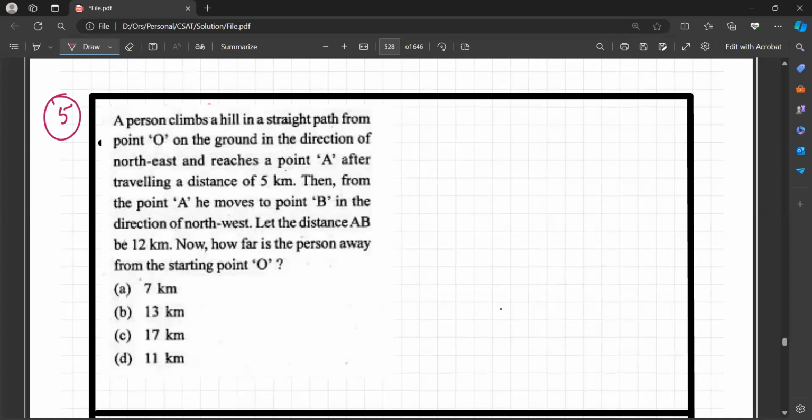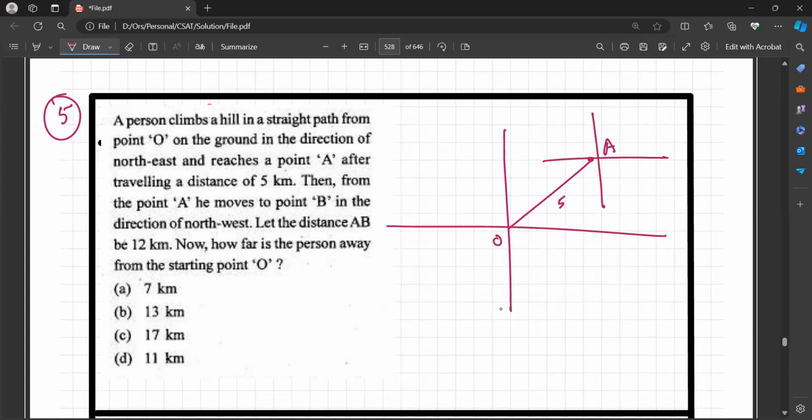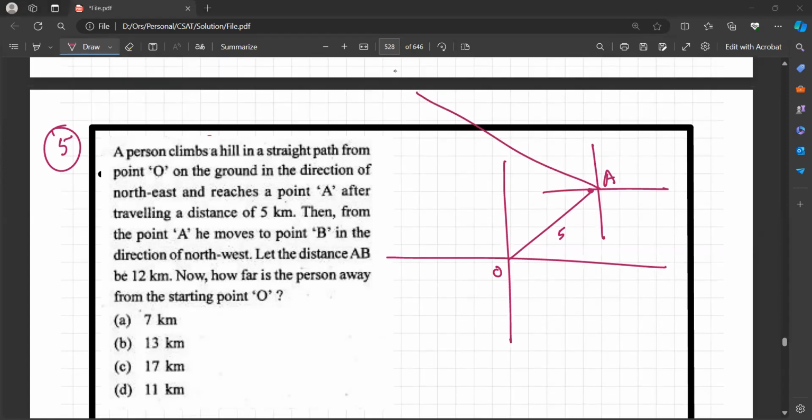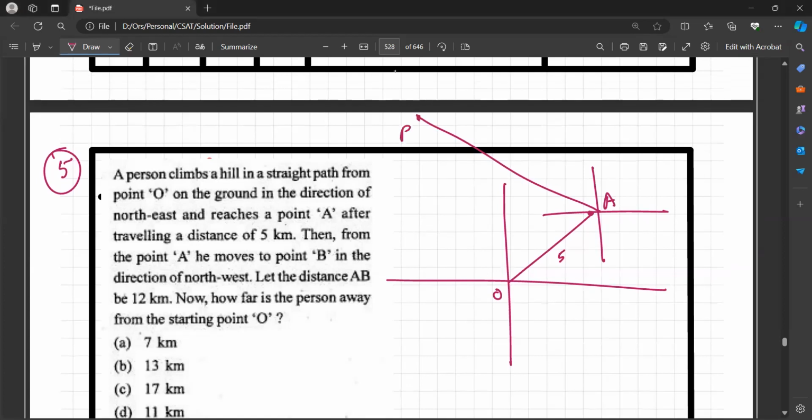A person climbs a hill in a straight path from point O on the ground in the direction of northeast and reaches a point A after traveling a distance of 5 kilometers. This is point O, goes northeast, reaches point A, traveling 5 kilometers, right? Then from the point A, he moves to the point B in the direction of northwest. Let the distance AB be 12 kilometers.